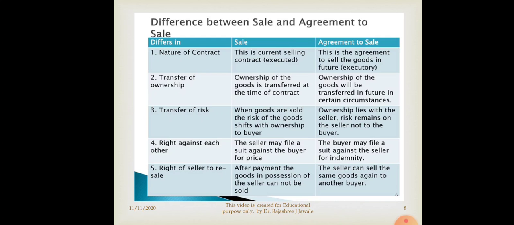In case of agreement to sell, the seller can sell the same goods again to another buyer. Here we need to understand that the seller can sell the same goods again to another buyer. Suppose a particular buyer previously had accepted to purchase, but after some time he failed, then in that case the seller has the right. The seller can sell that particular property or the goods to another person or buyer. So these are the points of difference between contract of sale and agreement to sale.